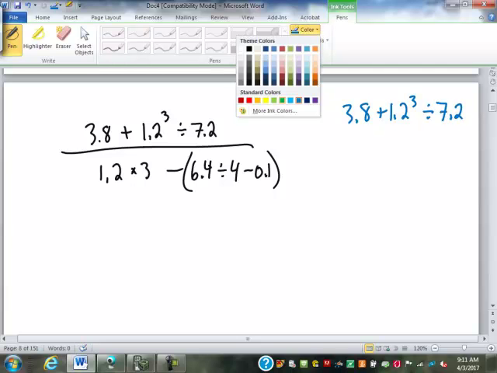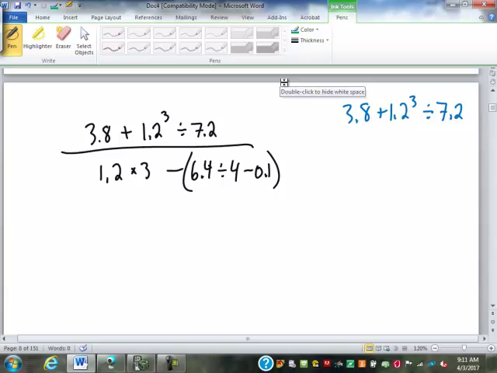So when we have a problem like this, we have to do everything that's on top first. Then we have to do everything that's on bottom, and then we have to divide. Because that fraction bar across there is a grouping symbol. So on top, what do we have to do first? The power. 1.2 to the power of 3 is 1.728.